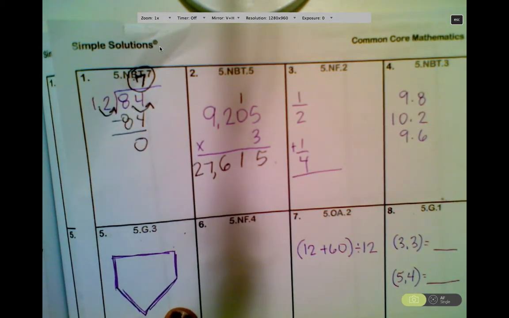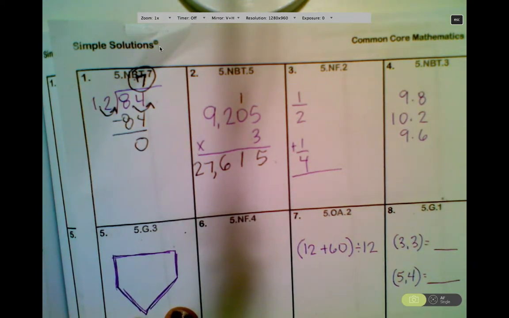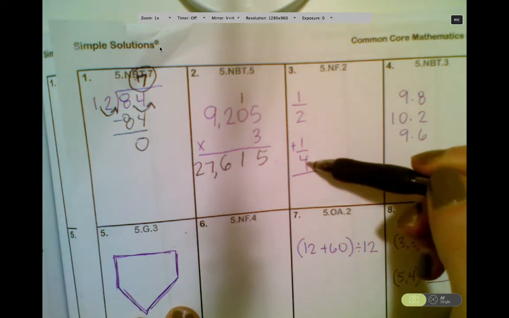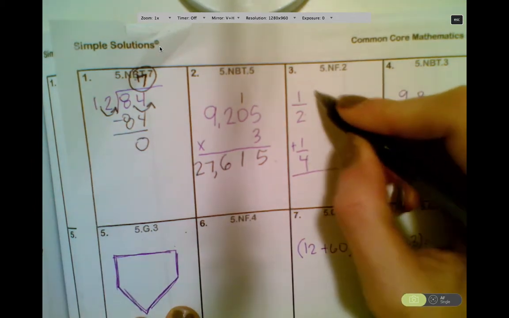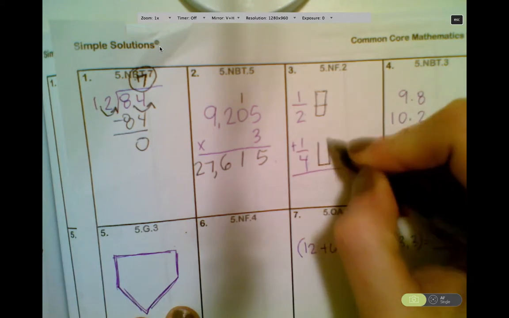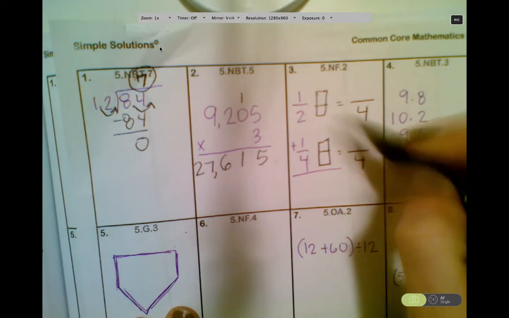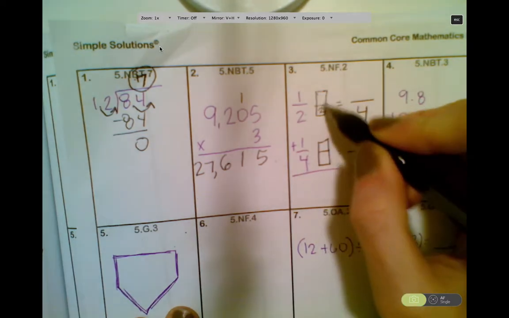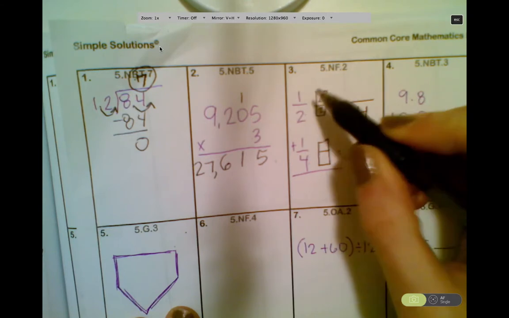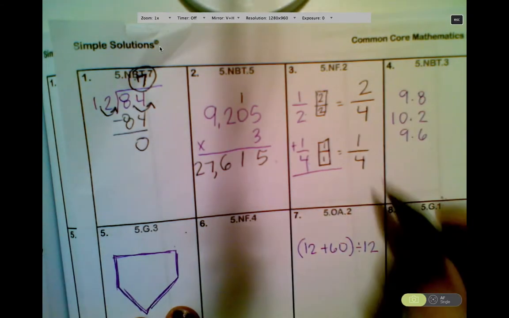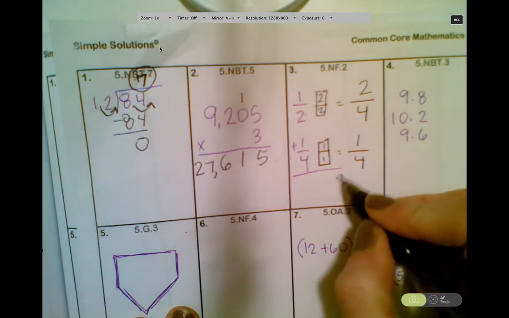Number 3, Craig made some cookies. He used half a cup of sugar and a fourth cup of flour. How many cups of dry ingredients did Craig use? What we have to do is add these fractions. The denominators are different, so I do have to find a common denominator. My common denominator is going to be 4. 2 times 2 is 4. Whatever I do to the bottom, I have to do to the top. 1 times 2 is 2. This one will stay the same as 1/4. So 2/4 plus 1/4 is 3/4.